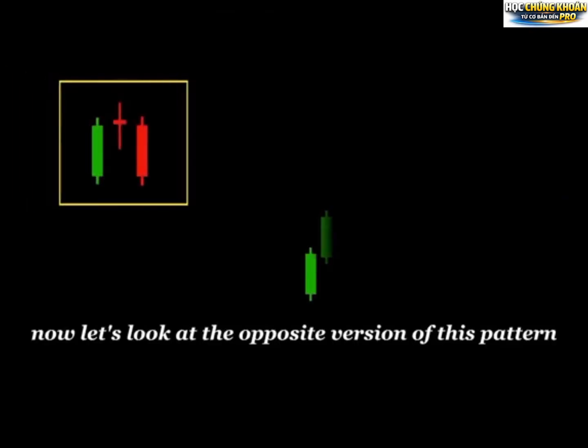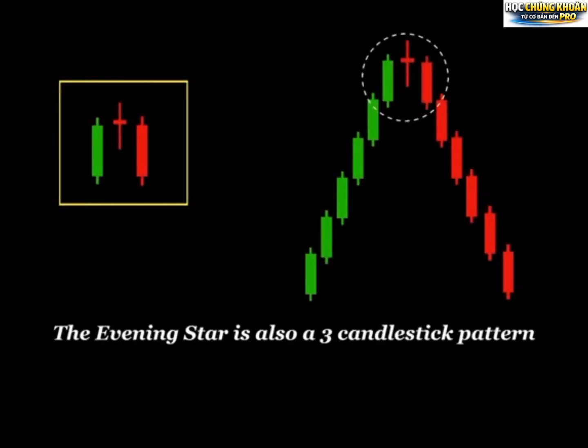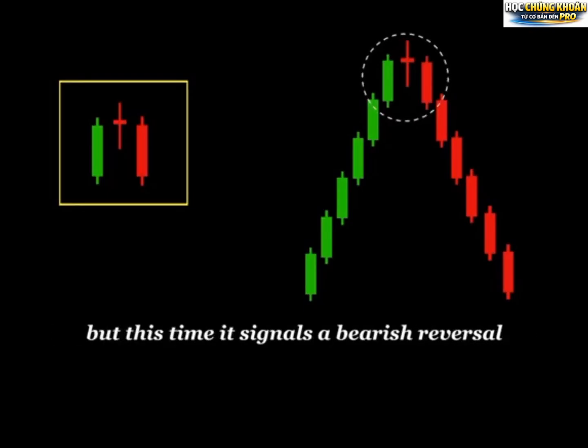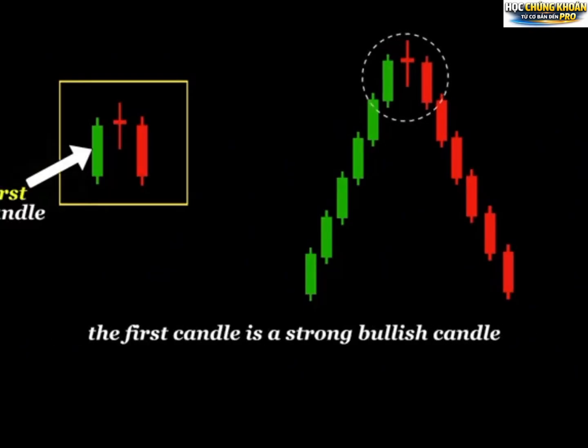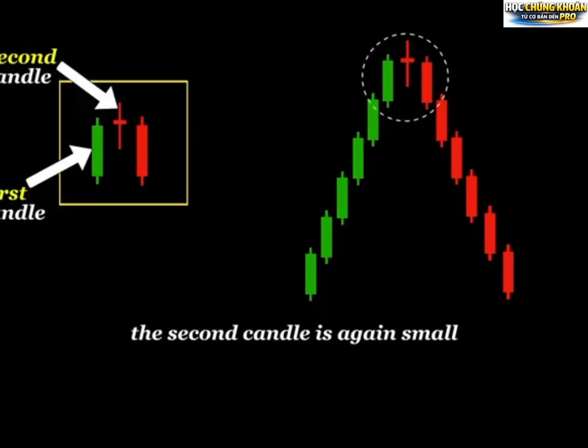Now let's look at the opposite version of this pattern, called the evening star. The evening star is also a 3-candlestick pattern, but this time it signals a bearish reversal. The first candle is a strong bullish candle, showing that buyers are controlling the market. The second candle is again small, reflecting indecision in the market.